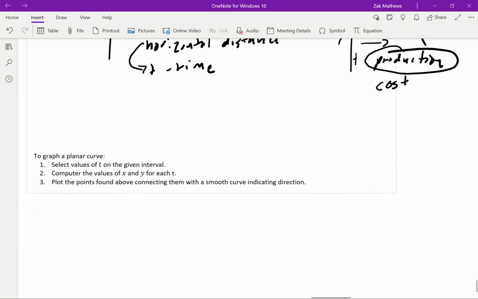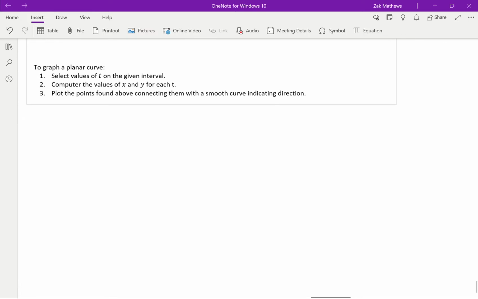So with that in mind, let's talk about how we're going to graph these planar curves. They're really not too complex. There's not a lot of new ideas in this because we're simply graphing x's and y's. The only difference is we're starting off with this third variable called the parameter t. And t is a parameter. It's not representing time in all cases. I do want to stress that. So for instance, in the previous example, t was representing the number of cars, not time.